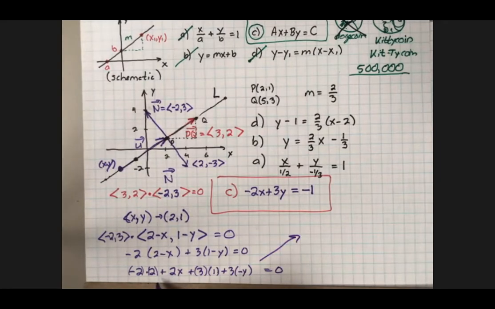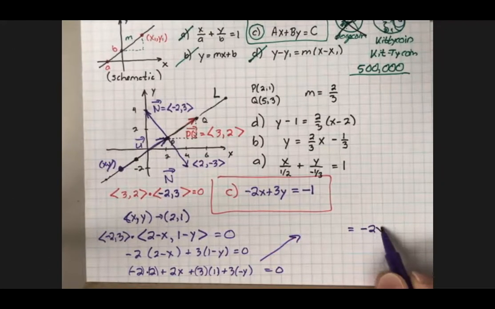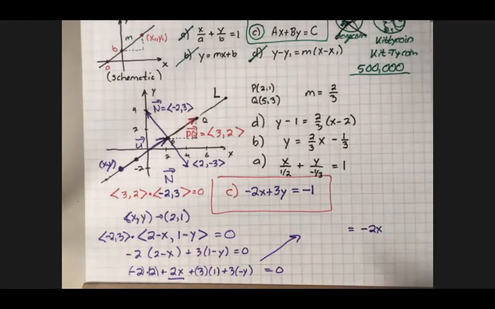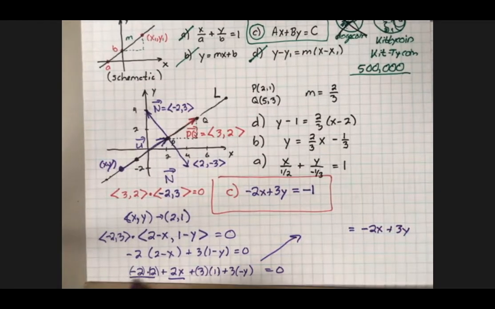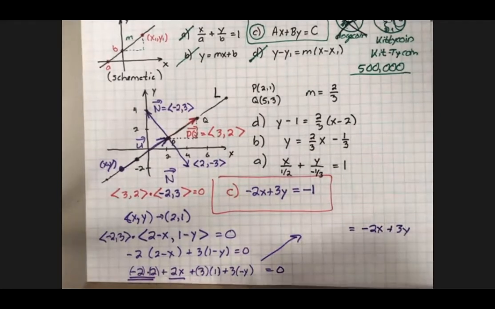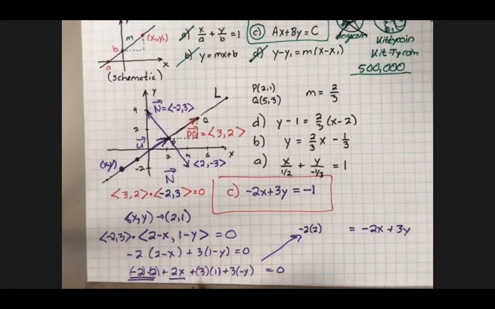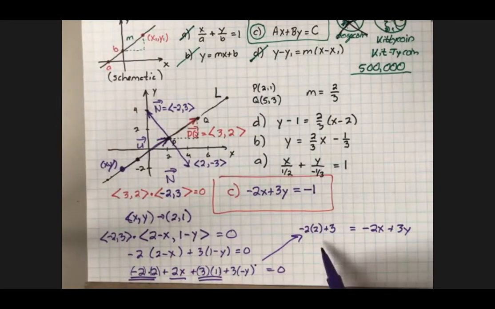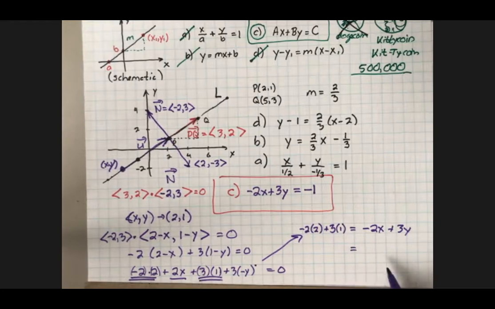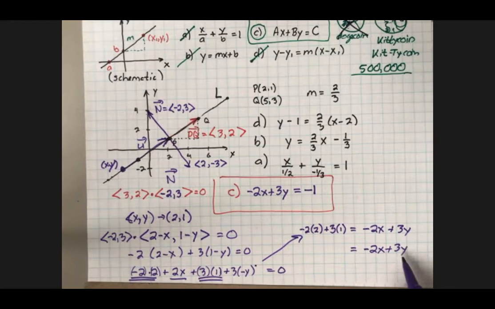And I'll collect the constants on one side and the x and y pieces on the other side. Let's say the x and y pieces on the right. I get negative 2x because I moved it to the right, and I get positive 3y because I moved negative 3y to the right. On this side, I get negative 2 times 2 and I get 3 times 1. When I simplify that, I get negative 2x plus 3y, and I get negative 4 plus 3, which is negative 1.